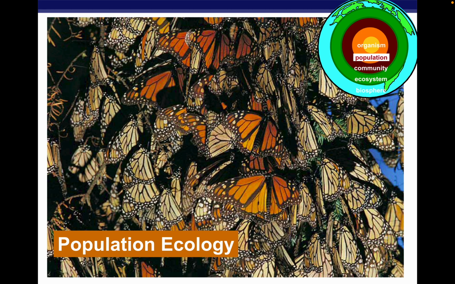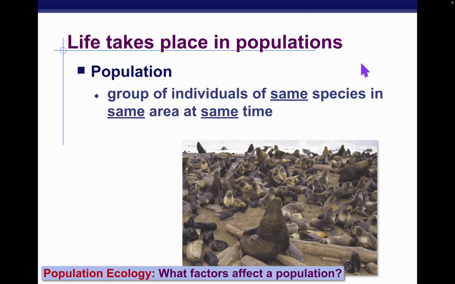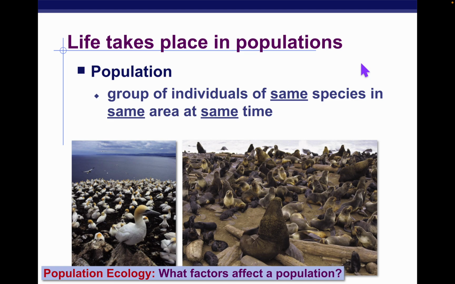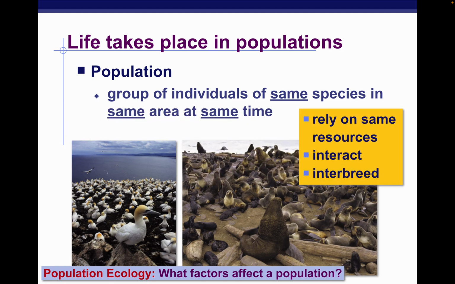We are starting our journey into ecology, and we are starting off with population ecology. So we have studied the organisms. We are going to get into population. Population, what actually is it? It's a group of individuals of the same species in the same area at the same time. Population ecology studies what factors affect that population, right? So these populations rely on the same resources, they interact, and they interbreed.